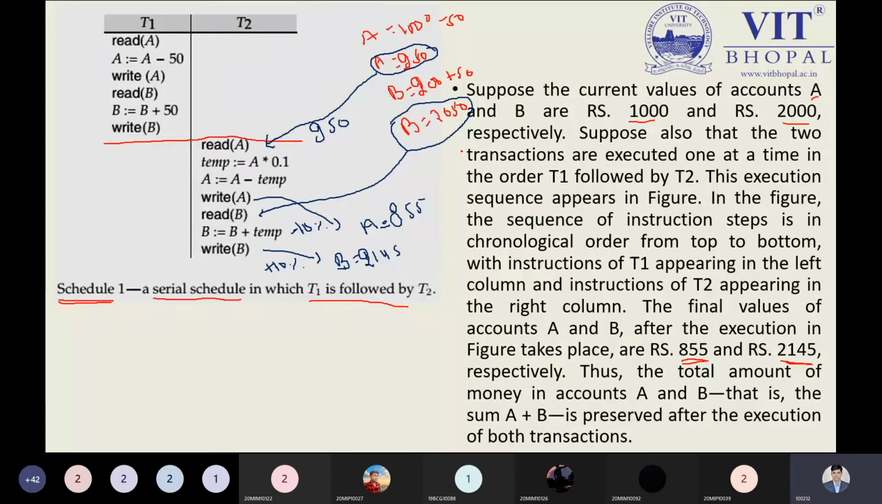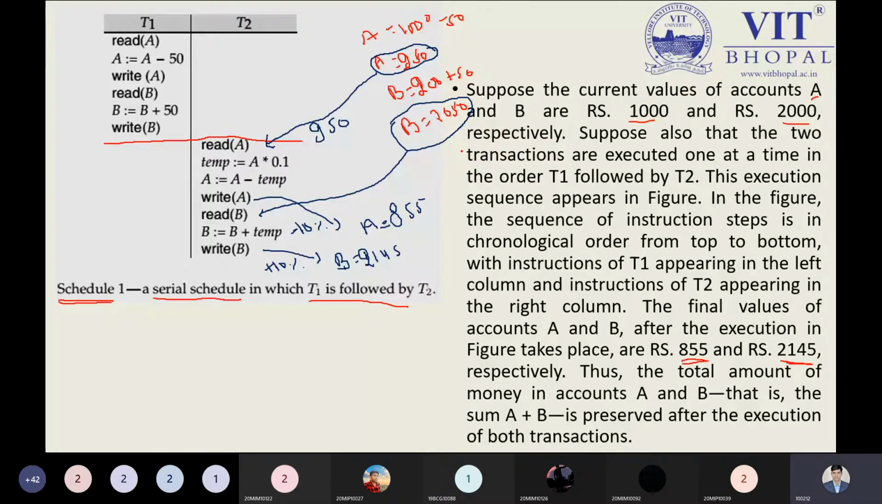In this diagram, the sequence of instructions steps in chronological order from top to bottom. That is the point you have to keep in mind, top to bottom. From transaction T1, all the instructions of T1 will execute first, and then all the instructions of T2 will start to execute. So after the end of transaction T1, transaction T2 execution will start. That is the point you have to keep in mind.